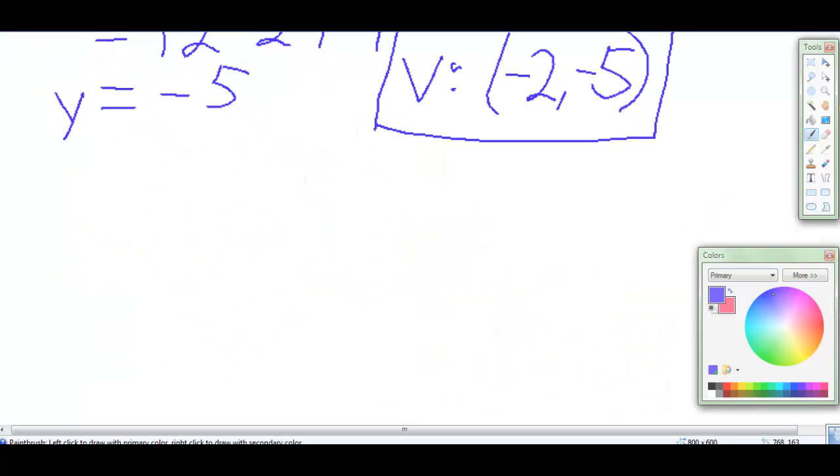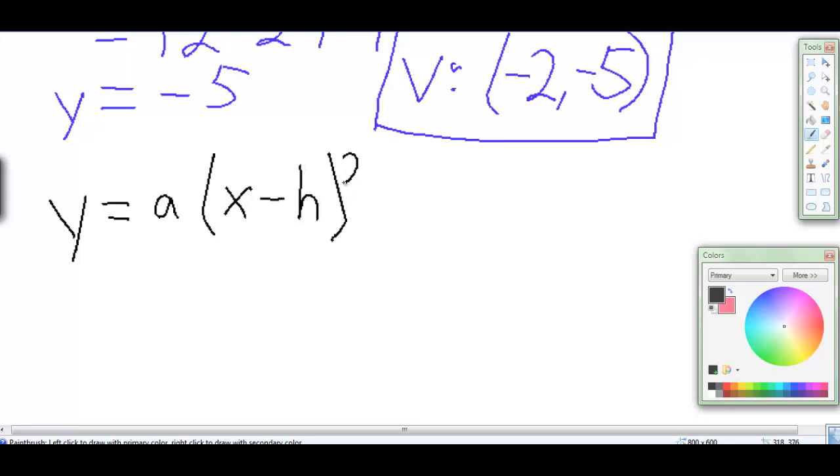First, we need to remember, what is vertex form? Well, vertex form is the form where y equals a times x minus h squared plus k. This is vertex form. Now, what is the h? Well, the h is just the horizontal move, which is the x coordinate.